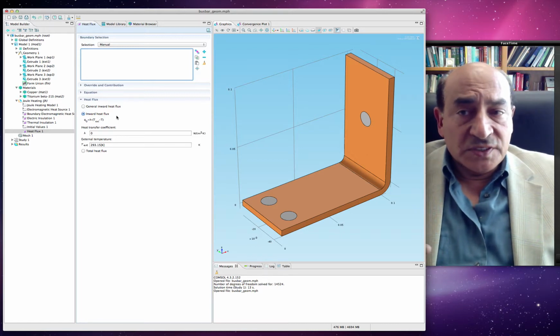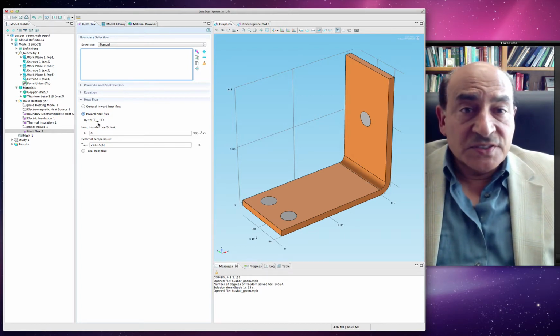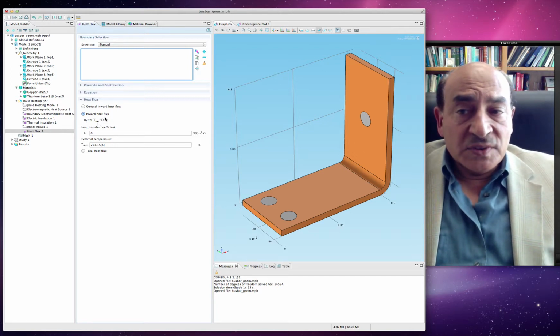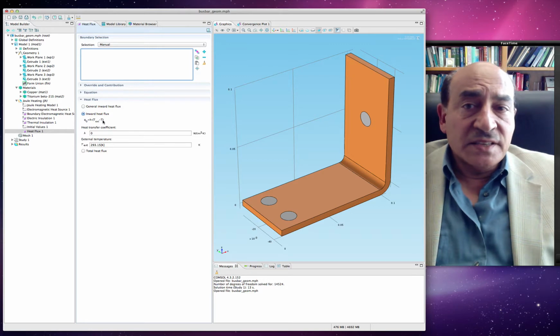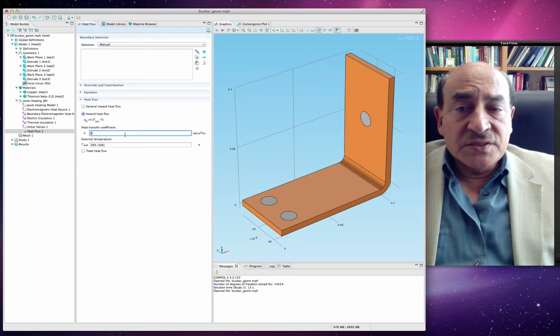Inward or outward depends on the difference between the surface temperature, T, and the external temperature, like the air temperature. So COMSOL will calculate T, and then I give it an air temperature, T external, as 293.15, that's the room temperature. That difference will determine whether the heat is going to flow in or out, and how fast it's going to flow is controlled by this heat transfer coefficient, which I can input here in units of watts per meter squared K.